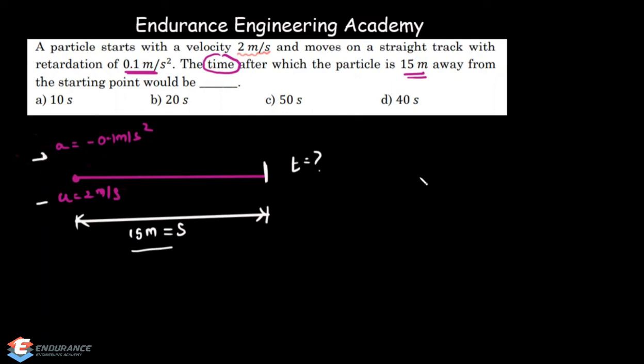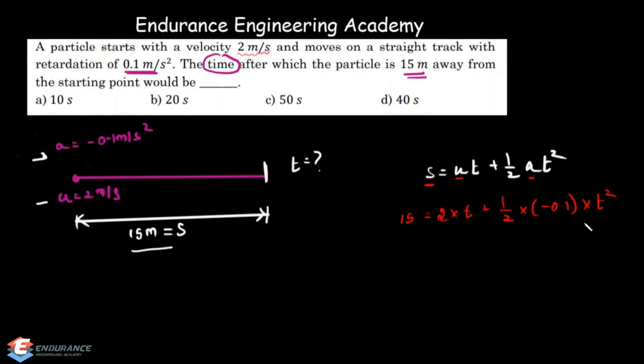What formula can I use? It's very straightforward. S is equal to ut plus 1 by 2 at square. The reason is they given everything, right? They given S, they given U, they given A. So the unknown is T. If I use this formula, I can easily find out. Now what about S? S is 15 and U is 2 into time taken, which I don't know, plus 1 by 2 into acceleration, minus 0.1, into T square, not an issue.